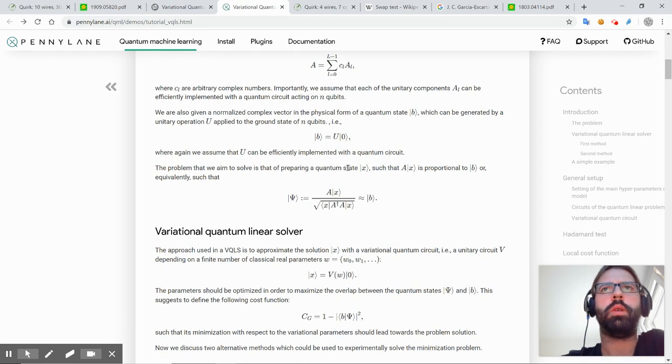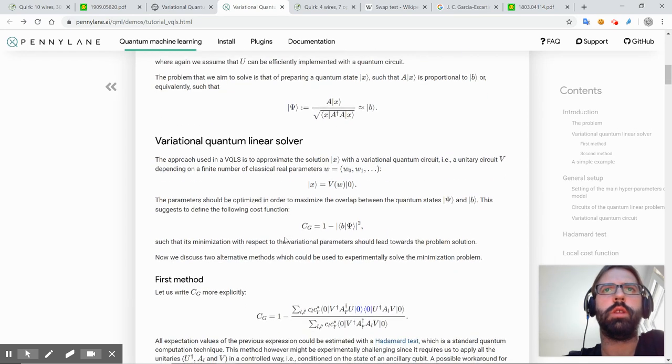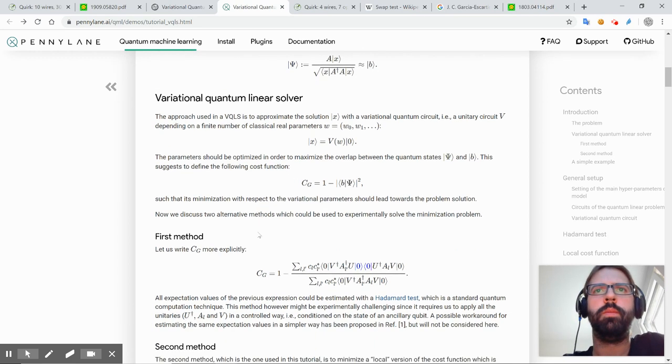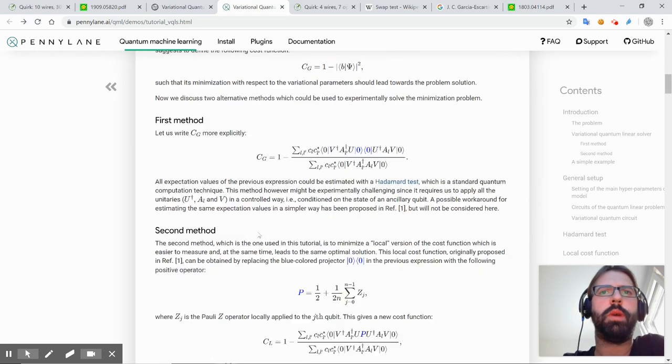The size of preparing quantum state x is proportional to b, or equivalently such that... so you're trying to normalize this. That's why you want to get that. What should we optimize to maximize the overlap between the quantum states? It is suggested you find the following cost function. First method, second method.